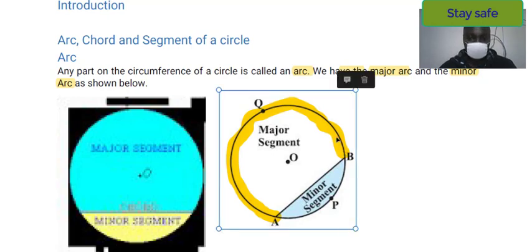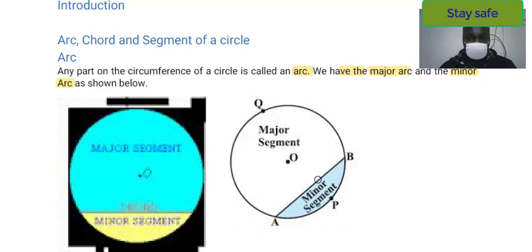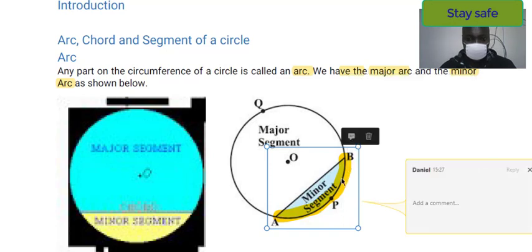Then for the minor arc, this is the minor arc, because you said that an arc is any part of the circumference. So that is the first thing. So arc, you're through with that.